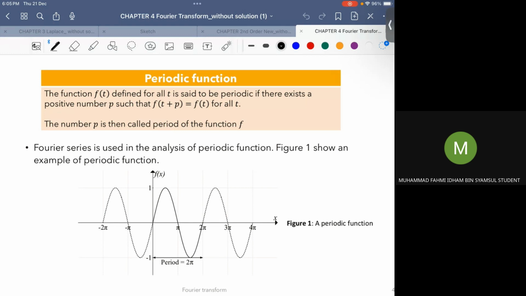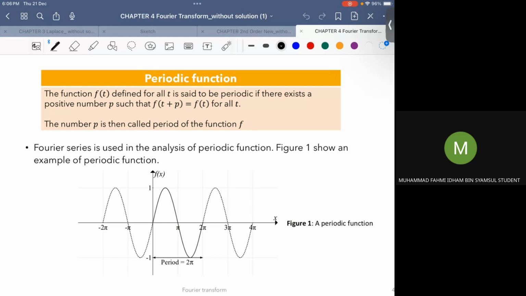So when we say about periodic function, we say that function is periodic if there exists a positive number p such that f(t + p) equals f(t) for all t. So this function is called periodic after some number p. When we arrive at t equal to p, the function is just the same as f(t). Then the number p is called the period of function f. Fourier series is used in the analysis of periodic functions.